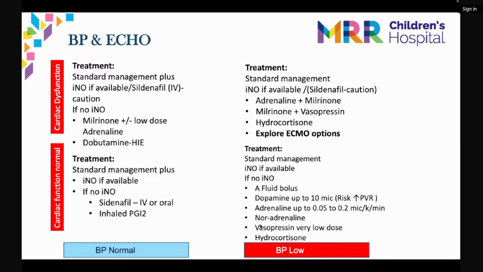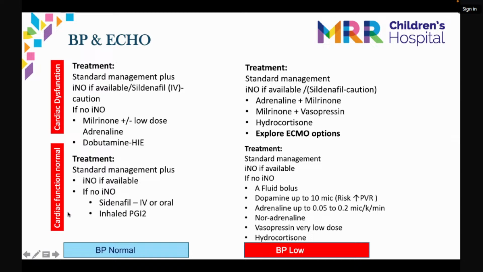If you have normal BP with some cardiac dysfunction, you would start standard management, plus you would start INO with caution once the functions improve after the standard management, because starting INO in a heart which has LV dysfunction can worsen the pulmonary venous hypertension. And if INO is not available, then you might start milrinone at around 0.33 to 0.5 mics per kg per minute.